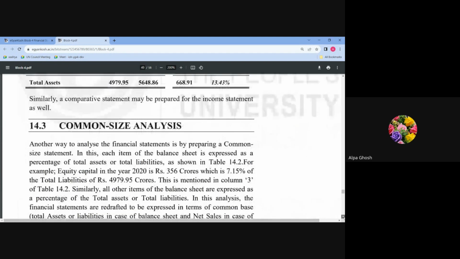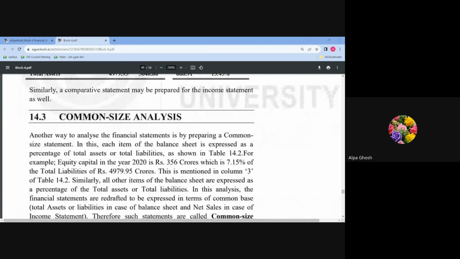Am I clear? I hope it is. Yes, clear ma'am. That's clear. Okay. Now we are coming to the second one. The second one is common size analysis.